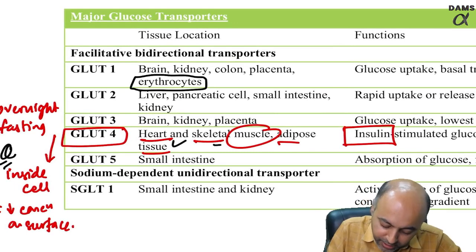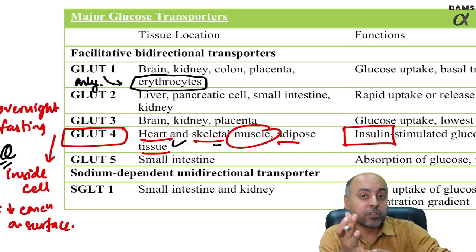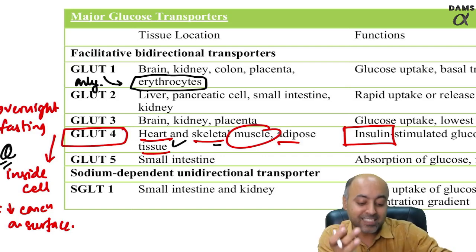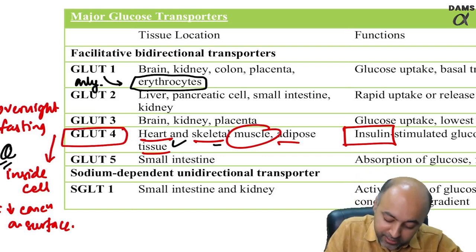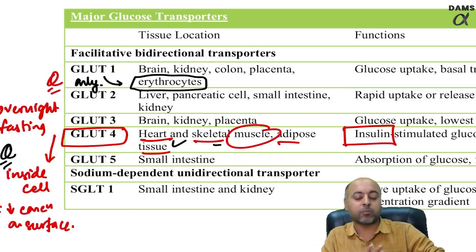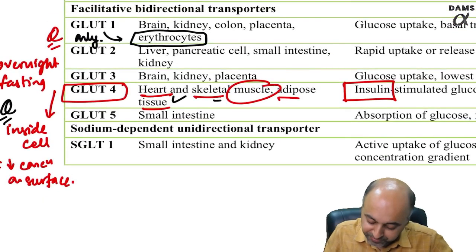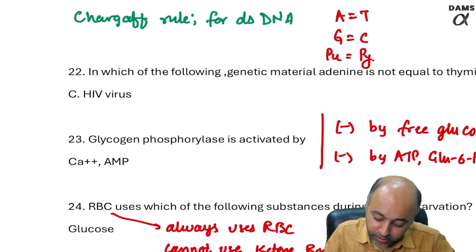Second, the RBC contains only GLUT1. All tissues will have GLUT1 plus something else. RBC has only GLUT1. This is second important question that you have to keep in mind. Others, I'll not go there.